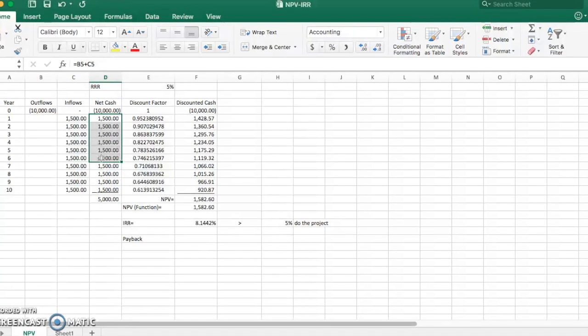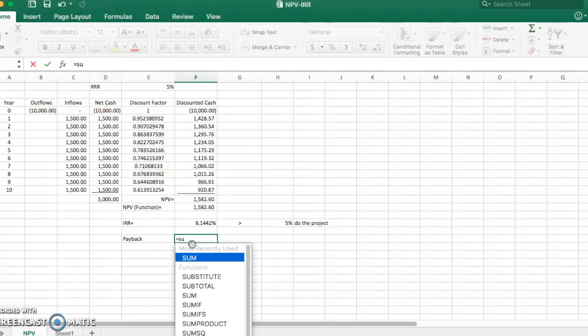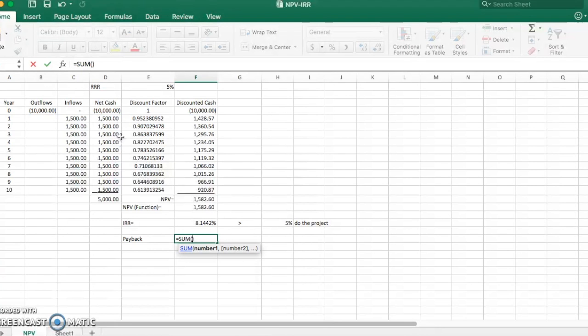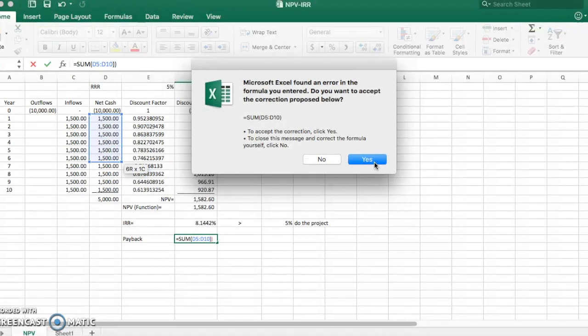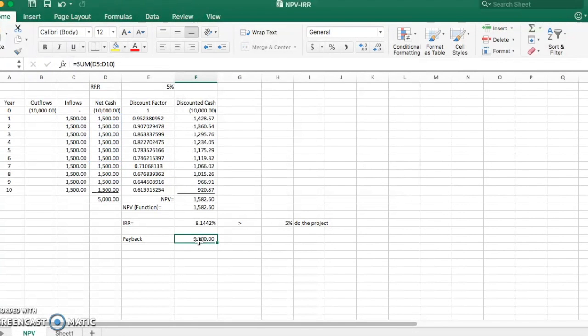So first thing I'm going to do is my full year's calculation, and it's obviously just going to be equal to the sum of the first 6 years. And of course you're going to get, you found an error. There we go. So there you go. There's 9,000 payback.